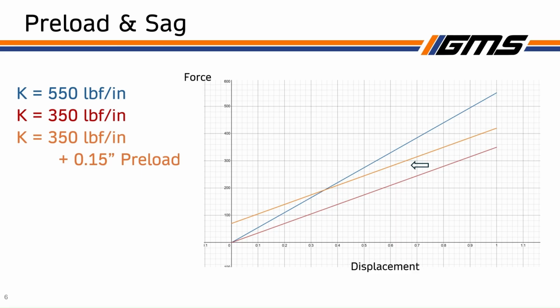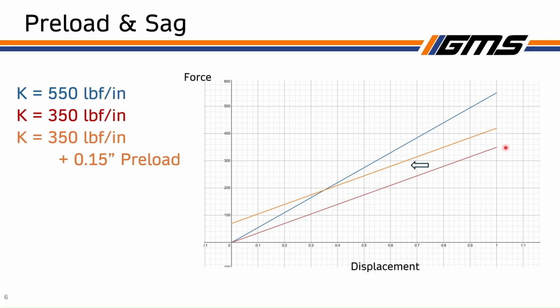So the whole graph is going to shift to the left a little bit, and you see that for any given displacement, you're going to have more force coming from the spring because you've already added some tension to it, and you're just going to stack on top of that. So in order to get the spring to move at all, you have to overcome that amount of preload, and the maximum amount of force that you can get is going to be greater than the maximum amount of force of the same spring with no preload.